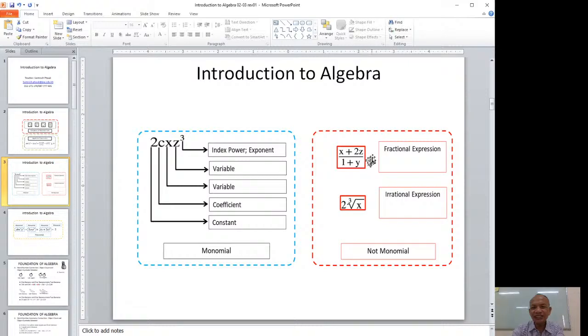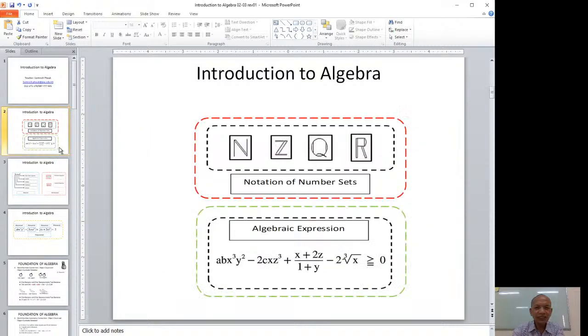Here on the right side, this is a fractional expression, and down here is an irrational expression. So these two are not monomials. That's why the third term and the fourth term inside the expression here are not monomials. So we have the first monomial, the second monomial, and what is not a monomial is the fraction and the radical expression.